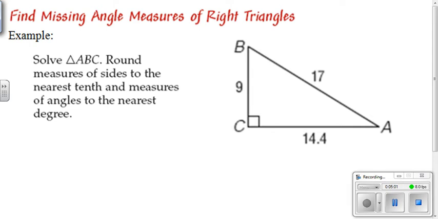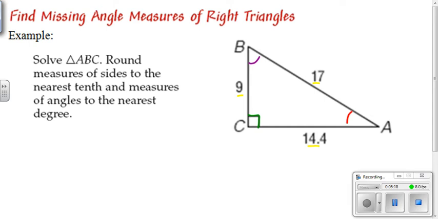In this case, we are given only one of the angles, that right angle, but we're given all three sides. And we need to find the value of our two missing angles.